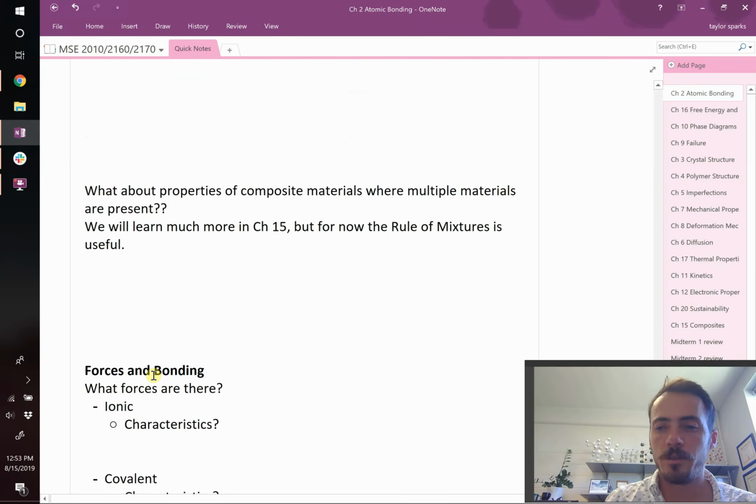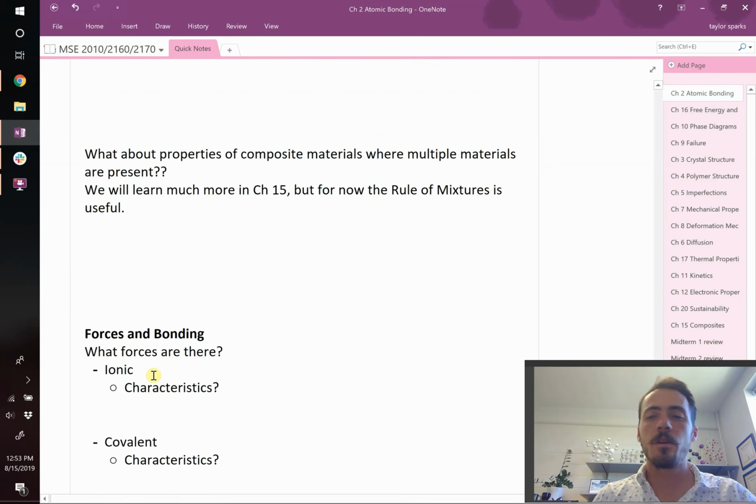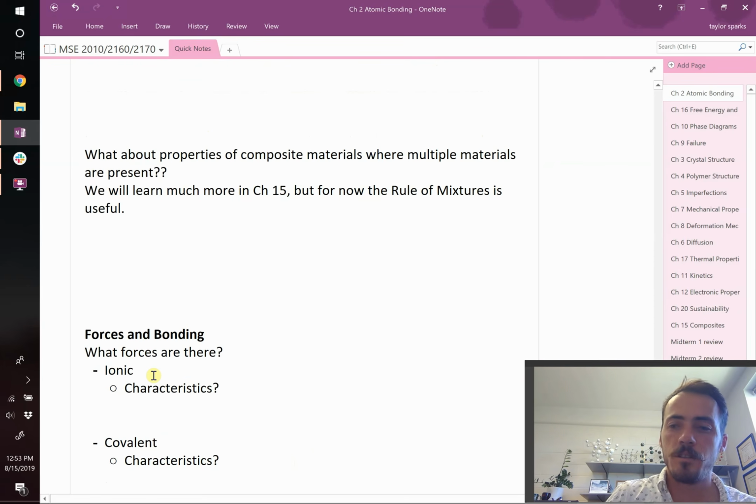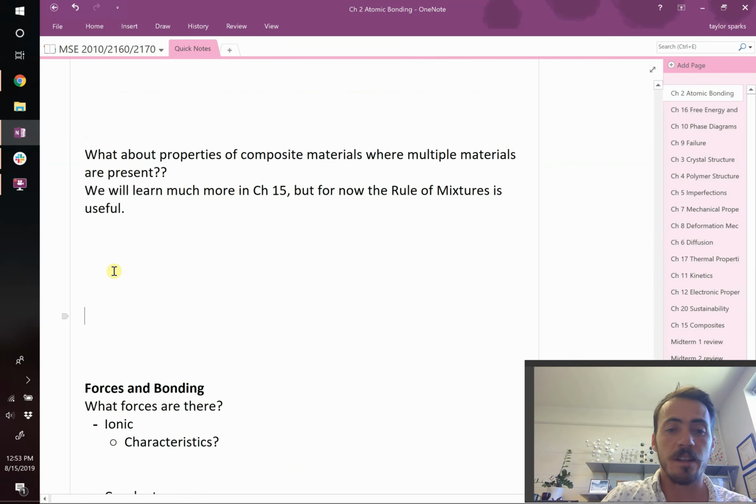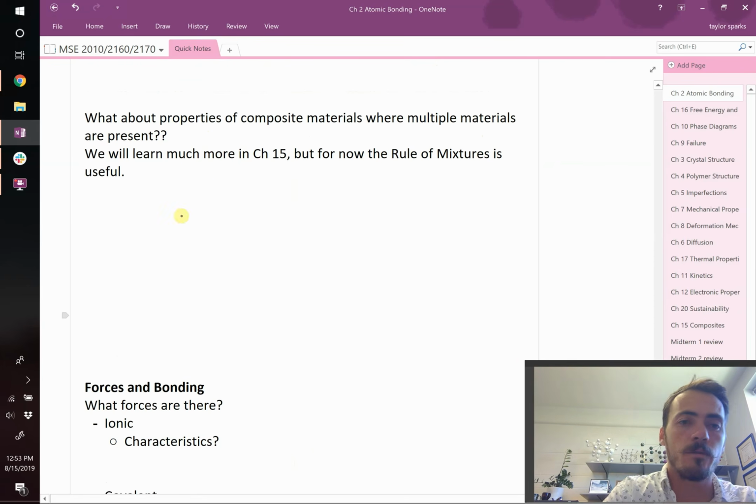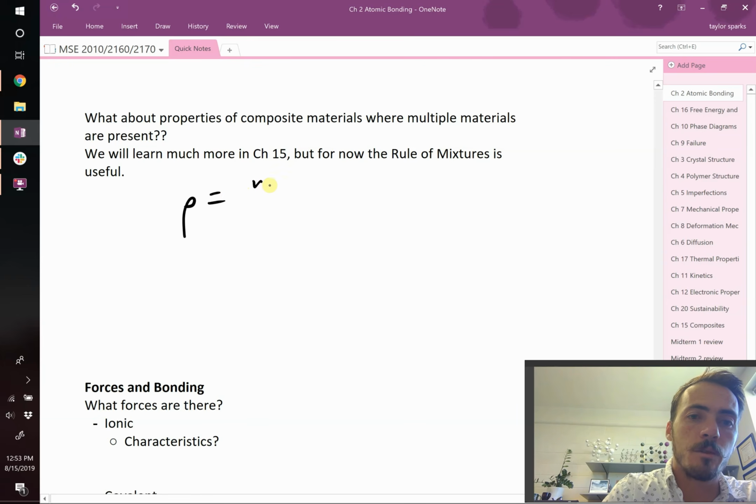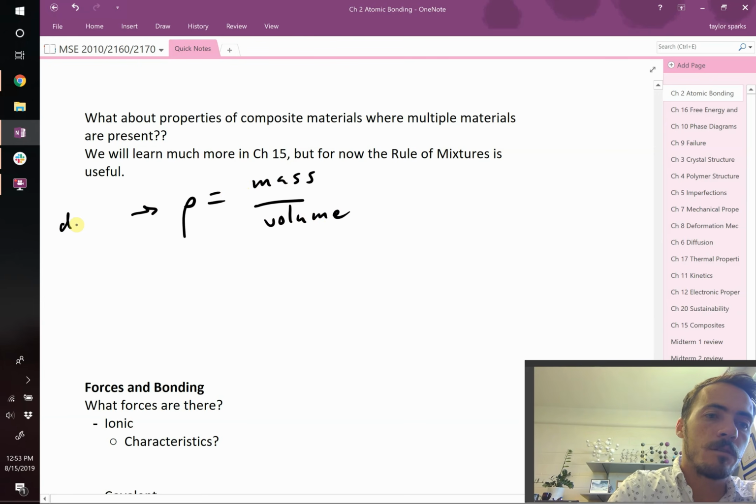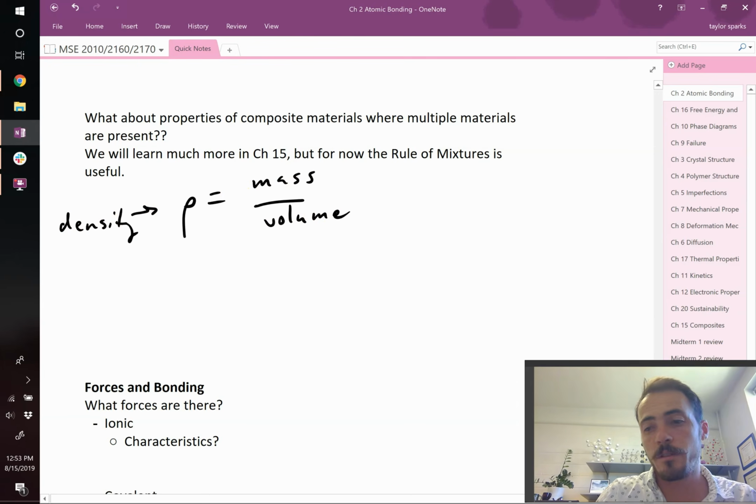Something I want to introduce now, we're going to cover it later on in the semester, but it's at the very end, and we're going to use it before then, is something called the rule of mixtures. So let's say you have two properties of something like density, right? The density is the mass per volume, right? Density equals mass per volume, where this is called density, and we use the Greek symbol rho for it typically, okay?